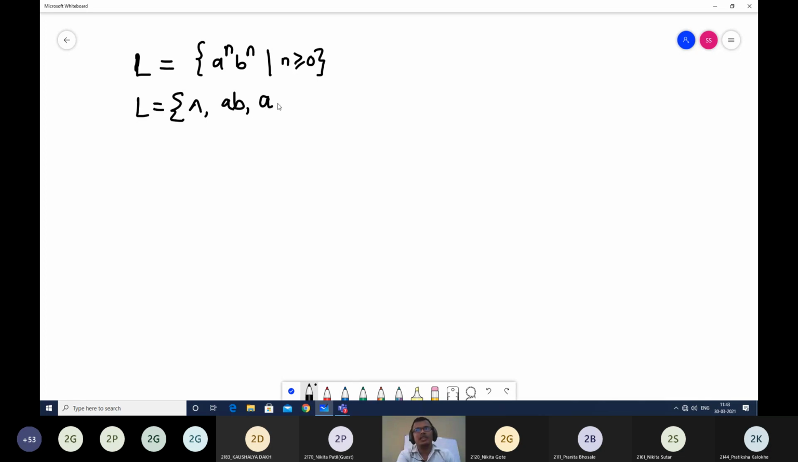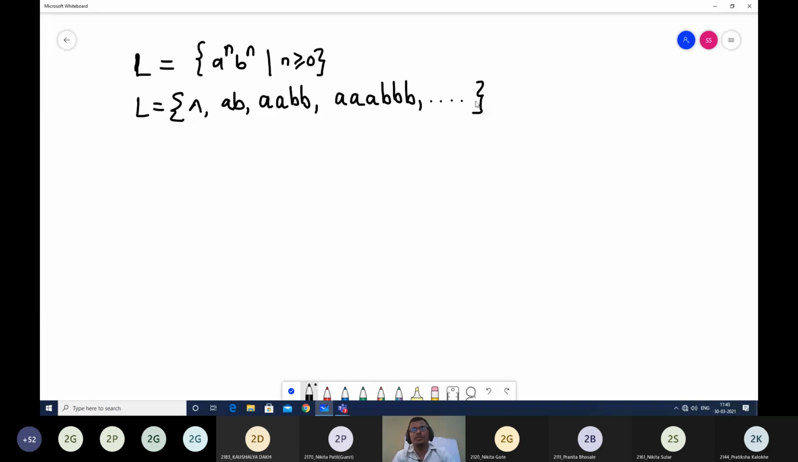What will be the next string generated? 2 times A and 2 times B. Is it understood, my dear students? What will be the next string generated? 3 times A and 3 times B, and so on.